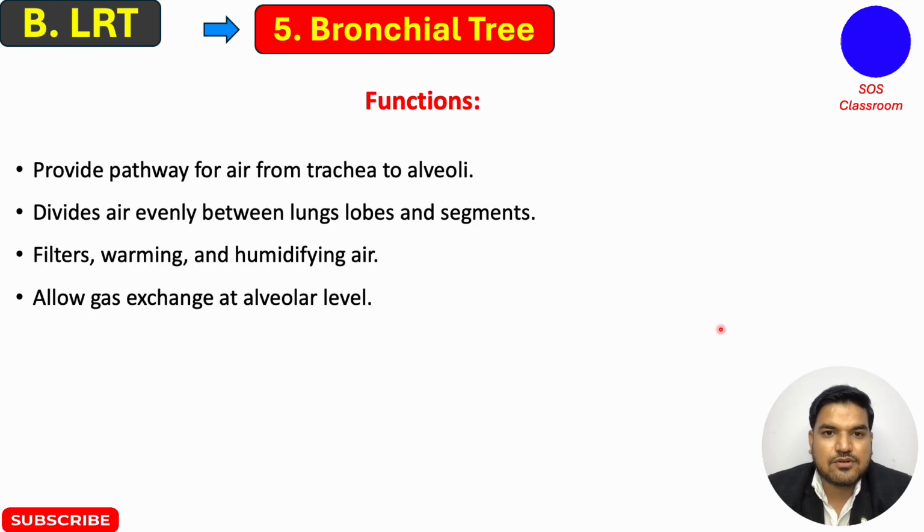Next is the functions of the bronchial tree. So what is the function of the bronchial tree? First, it provides a pathway for air from the trachea to the alveoli, divides air evenly between lobes, lungs and segments, filters, warms and humidifies air, and allows gas exchange at the alveolar level.